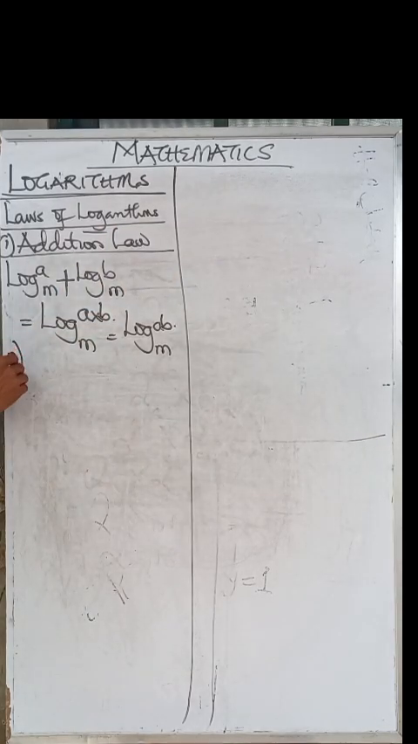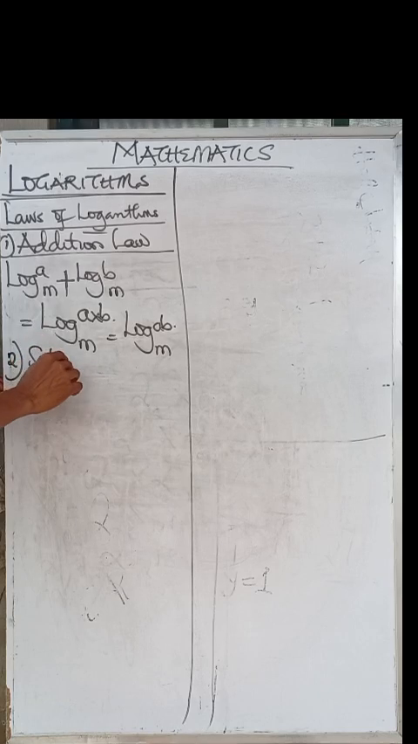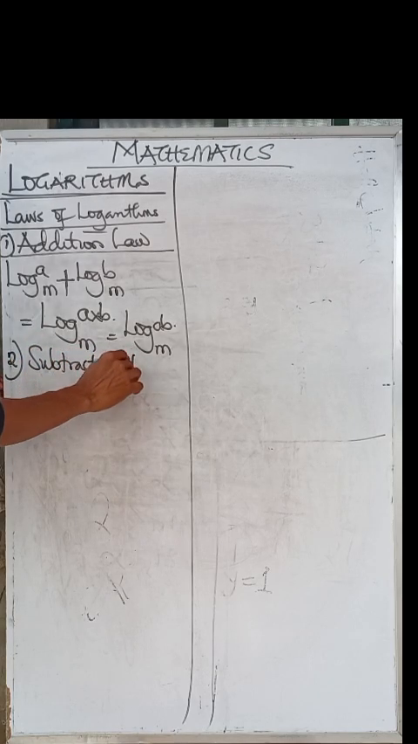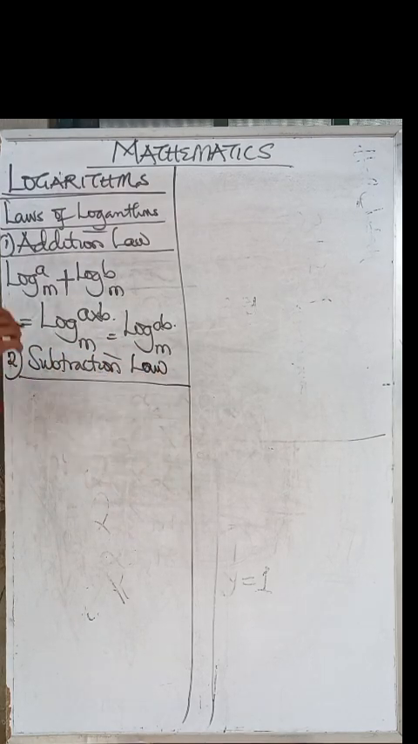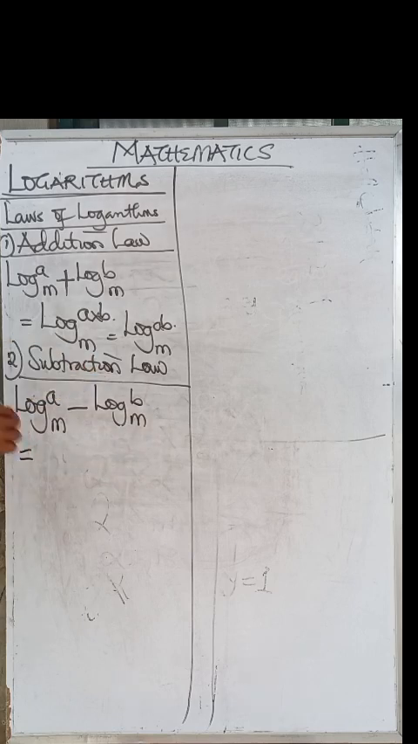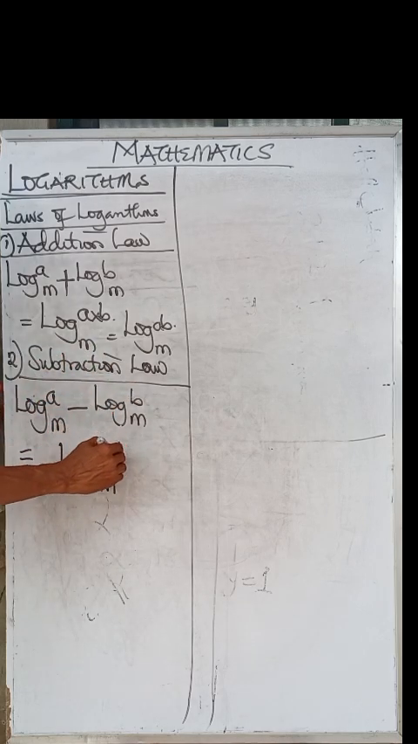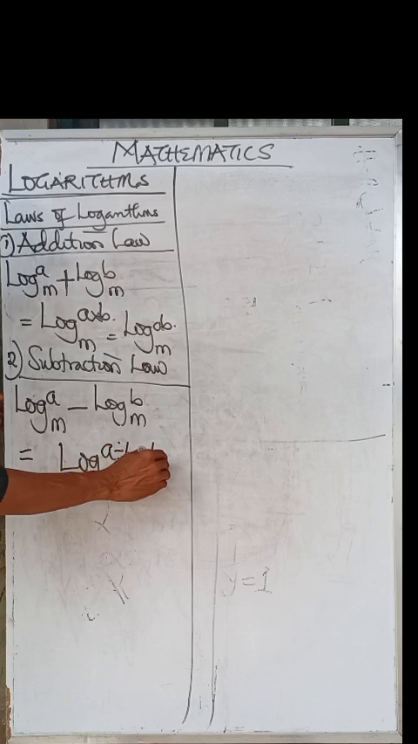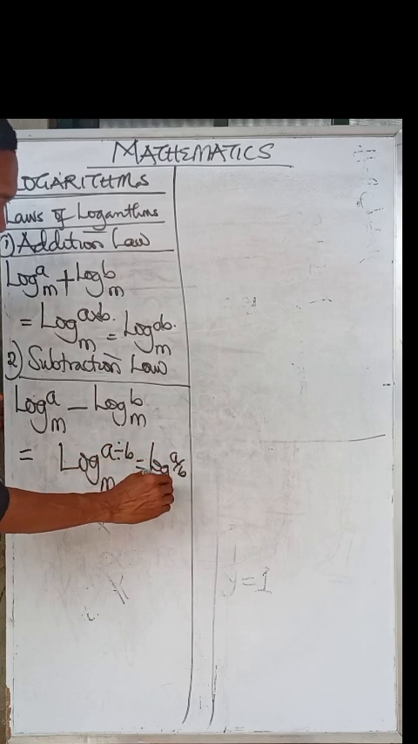Secondly, the second law we have is called the subtraction law of logarithm. The law states that if you have log a base m minus log b base m, and the bases of the logs are the same, you pick one of the logs with the base, then you divide the numbers. So you have a divided by b. This is saying log a over b base m.